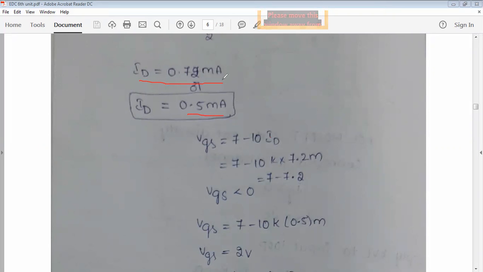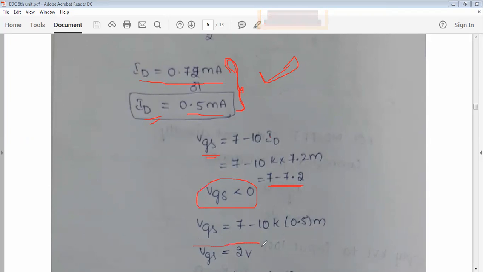Again, you have to validate which ID is correct, especially in FET biasing problems. We have to validate which ID, or suppose if VGS is variable, which VGS value is correct. Okay. Once you know the ID value, find out VGS. In first case, VGS is equal to, that is the negative value, VGS less than 0.